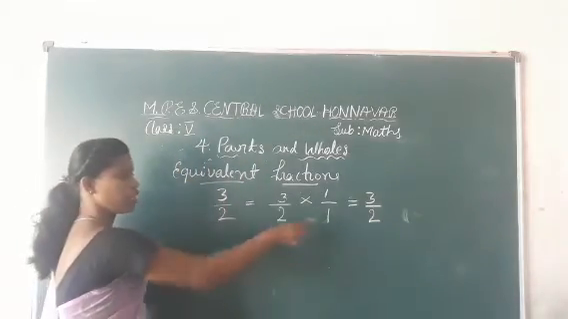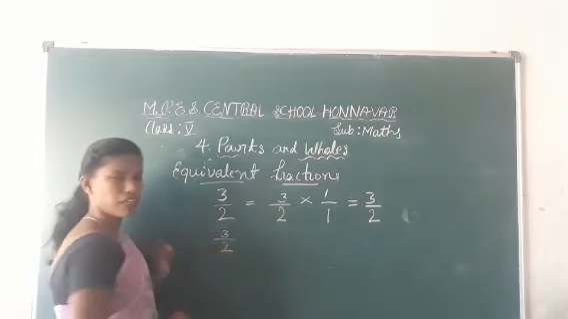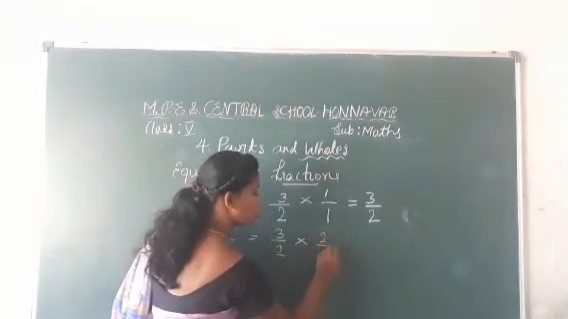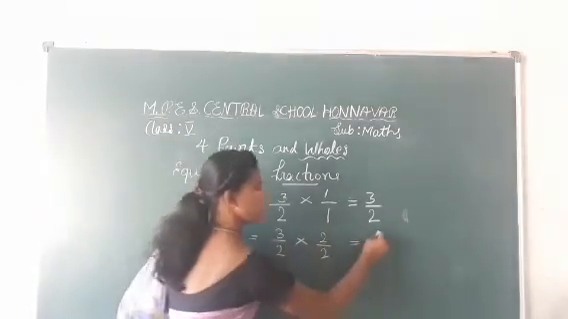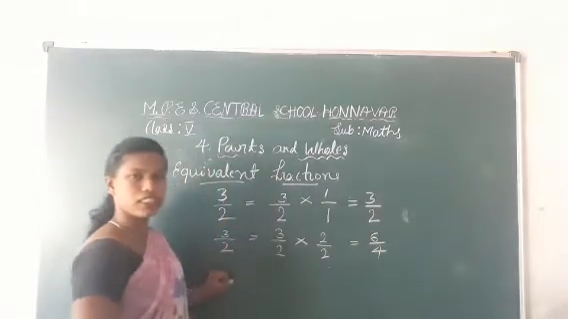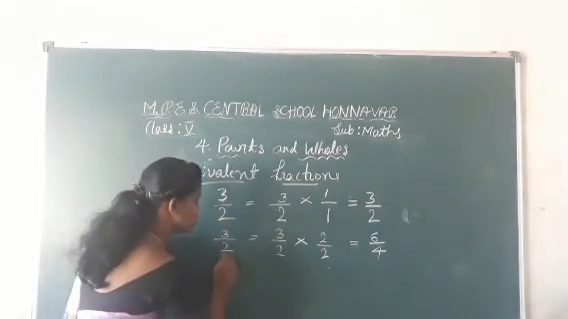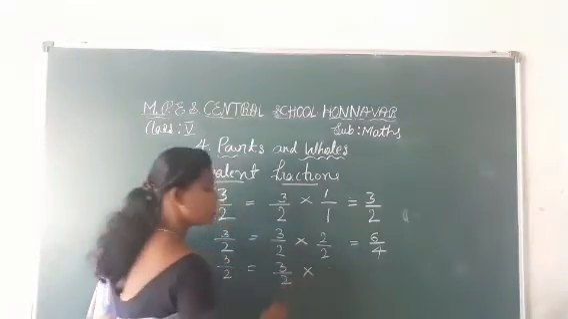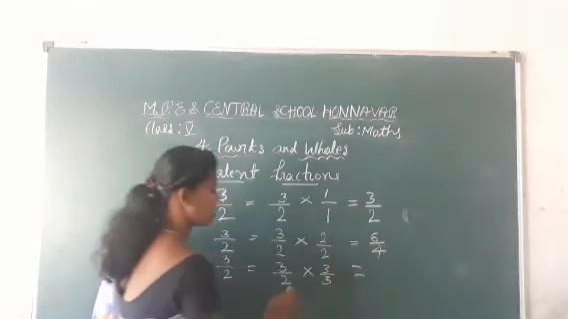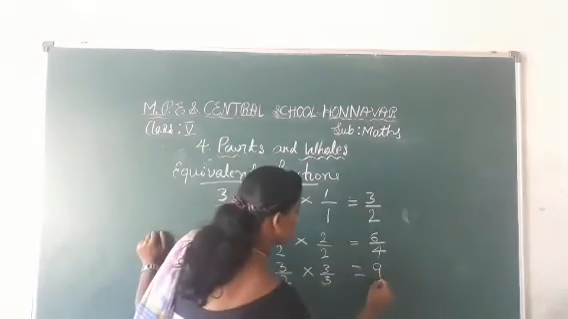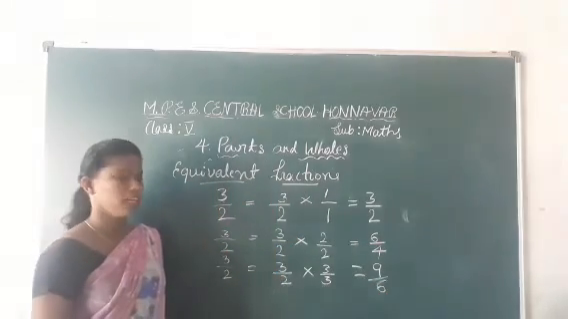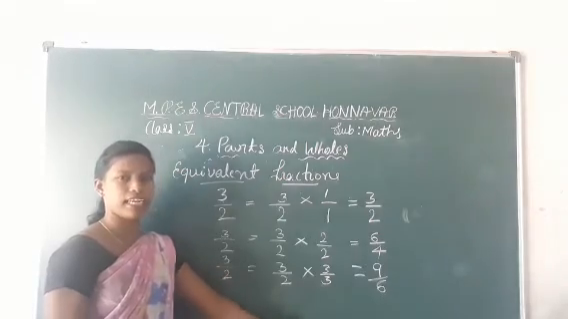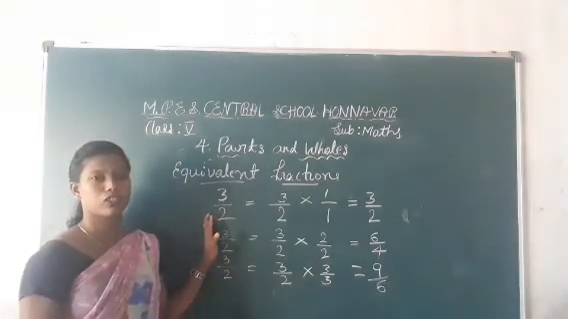This is one equivalent fraction. We see another equivalent fraction of 3 by 2. Now we multiply and divide by 2. What we get? 3 twos are 6, 2 twos are 4. This is another equivalent fraction of 3 by 2. We see the next one: 3 by 2 multiplied and divided by 3. 3 threes are 9, 2 threes are 6. These are the equivalent fractions of 3 by 2. We can continue like this, multiplying and dividing by 4, 5, 6 and so on. But this is enough.